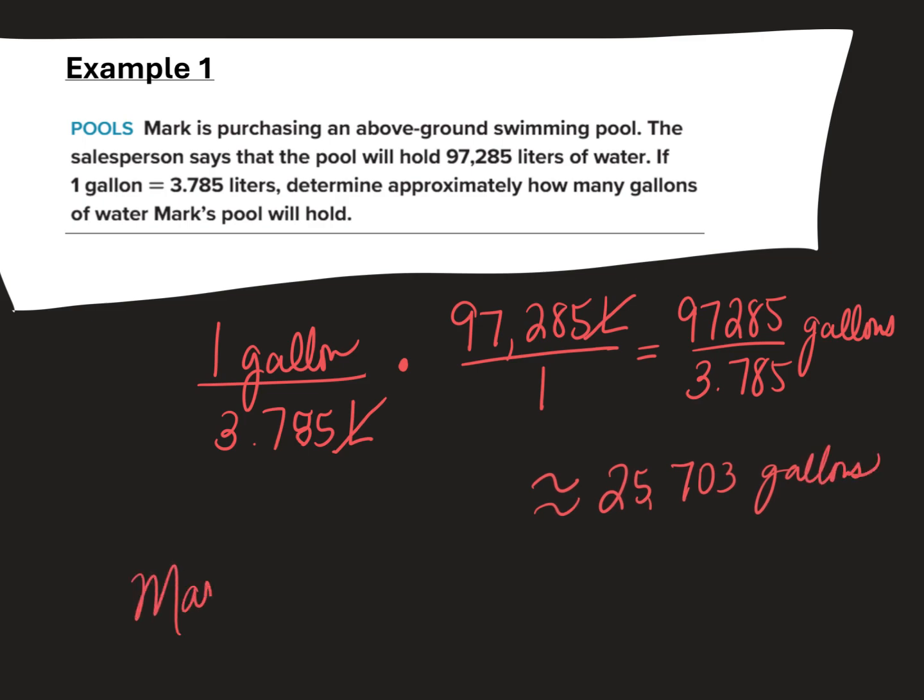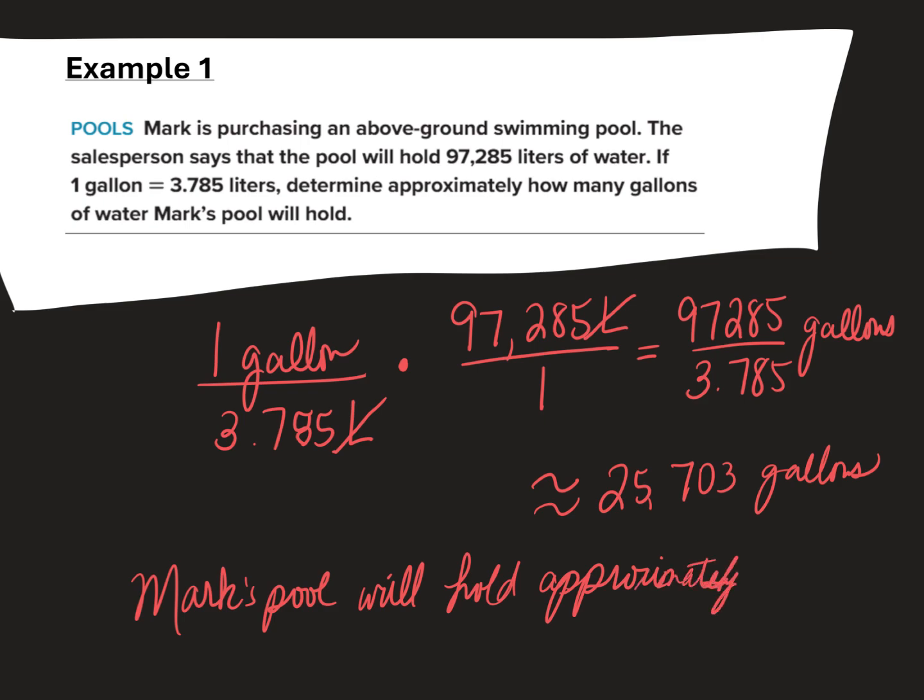So we will answer this in a complete sentence. Mark's pool will hold approximately 25,703 gallons. That's dimensional analysis.